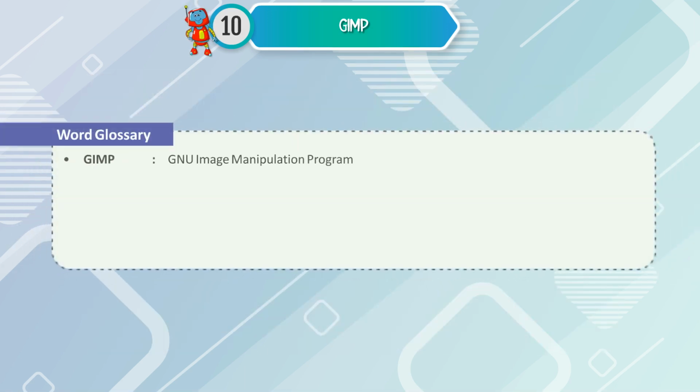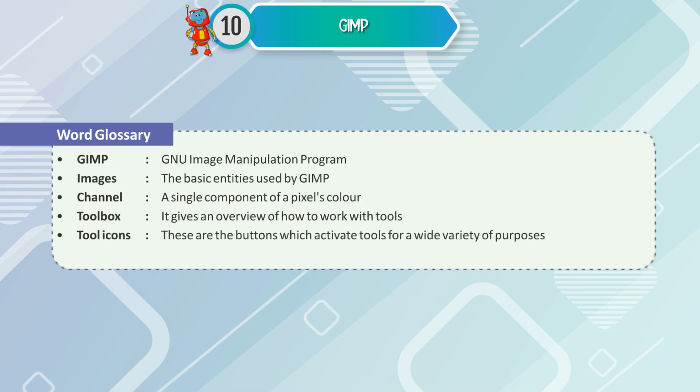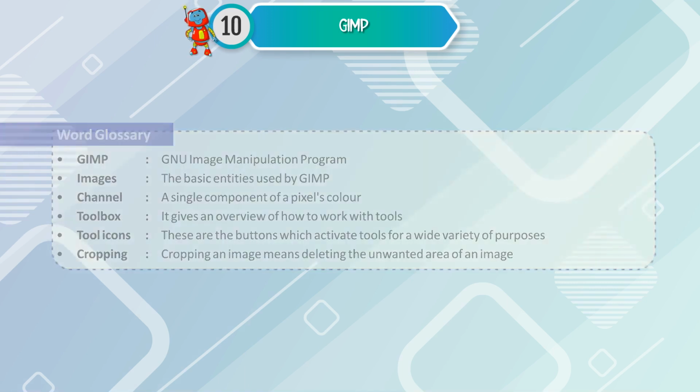Word Glossary. GIMP, GNU Image Manipulation Program. Images, the basic entities used by GIMP. Channel, a single component of a pixel's color. Toolbox, it gives an overview of how to work with tools. Tool icons, these are the buttons which activate tools for a wide variety of purposes. Cropping, cropping an image means deleting the unwanted area of an image.